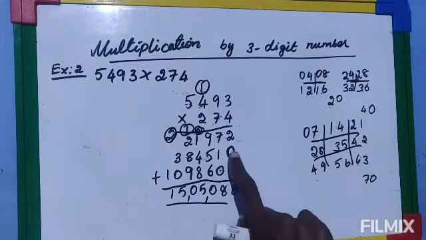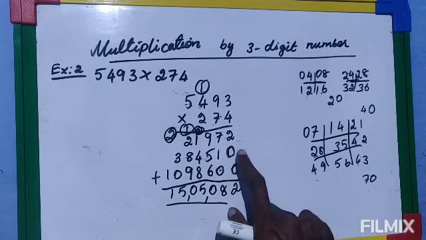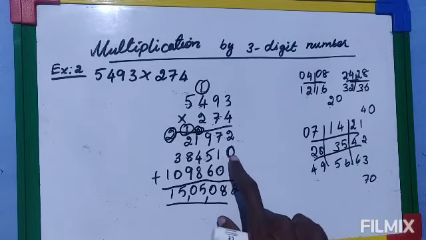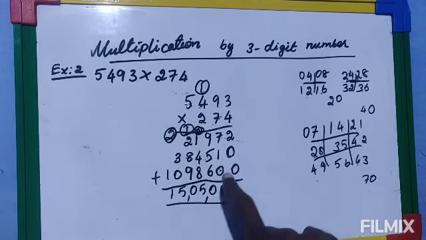15,05,082. So these zeros, you remember, some of you never write the 0. You start the answer from here itself, don't make a mistake. So you have to write 0, then after that only you have to start, okay.